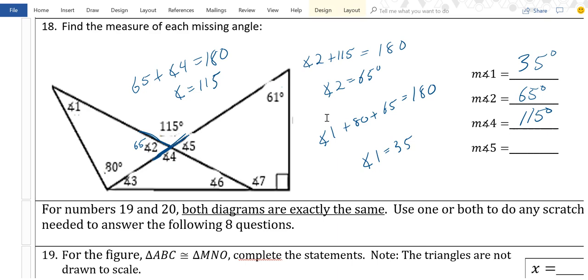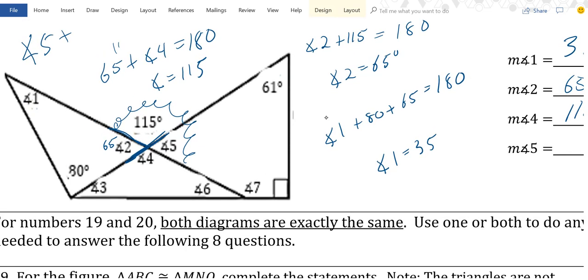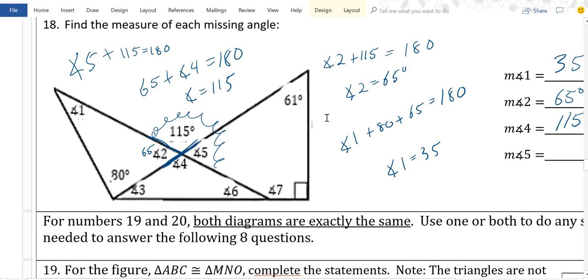Lastly, we need our angle 5 here. So for angle 5, we could check for yet another linear pair. We could use either angle 4 or that 115. So I'm just going to go ahead and say angle 5 plus 115 is equal to 180. And when we subtract there, we will find that we get 65. So angle 5 is equal to 65 degrees.